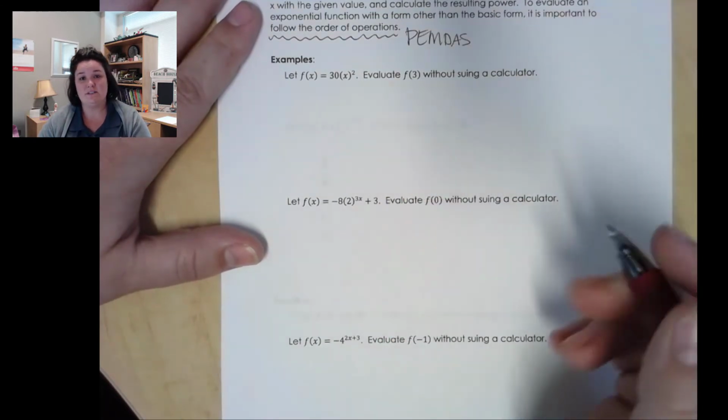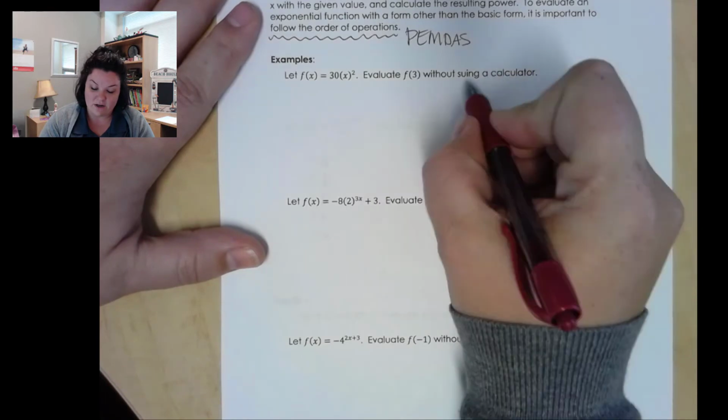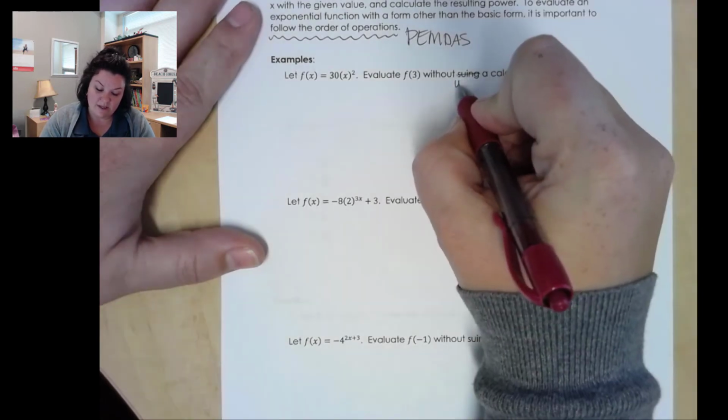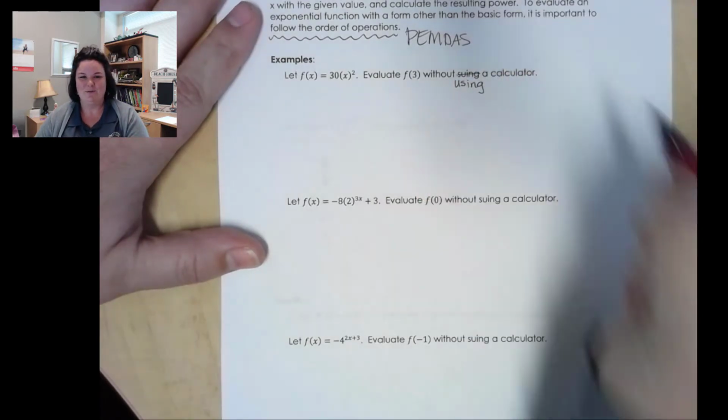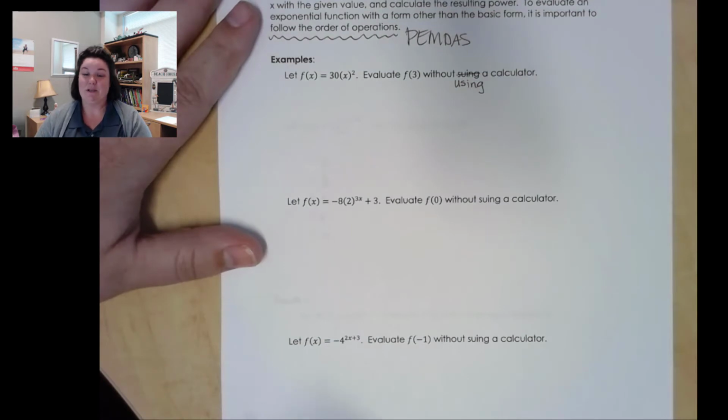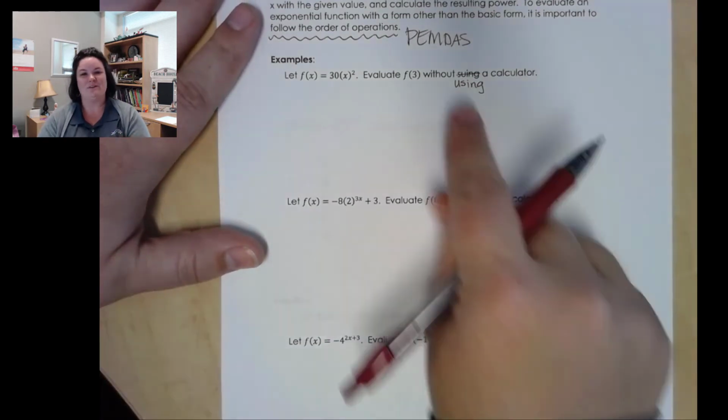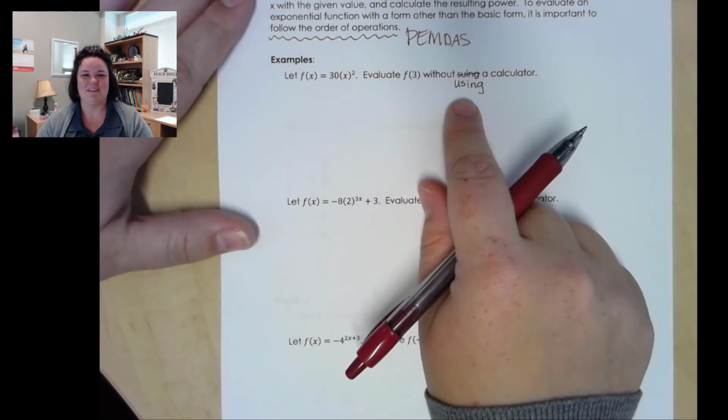And I'm sorry if you printed these notes out before I caught my error here. This should not be "suing." Okay, we want to evaluate f of 3 without using a calculator, not "suing" a calculator. So hopefully your version of the notes has been fixed and you don't have that typo.